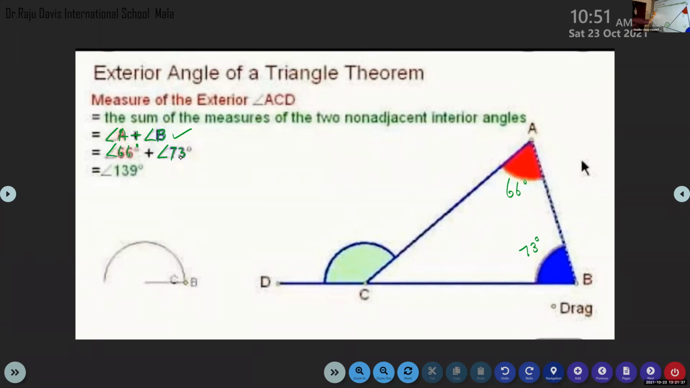So you can see this. What is the total? The total you get is 139 degrees. So if you add both interior opposite angles, you will get the exterior angle. That is the rule. That is the theorem: the exterior angle of a triangle is equal to the sum of the opposite interior angles. Clear? Okay.